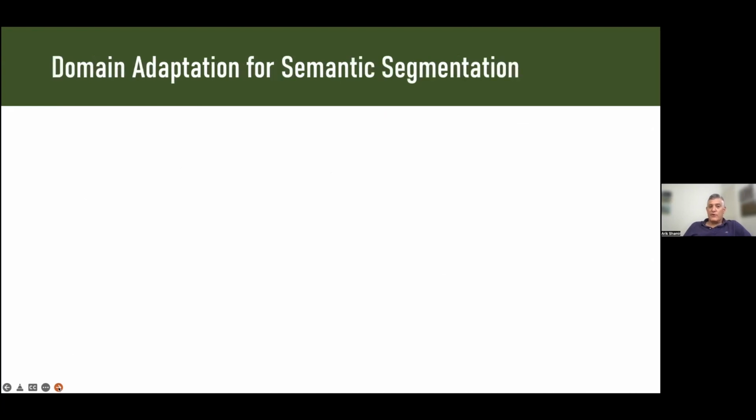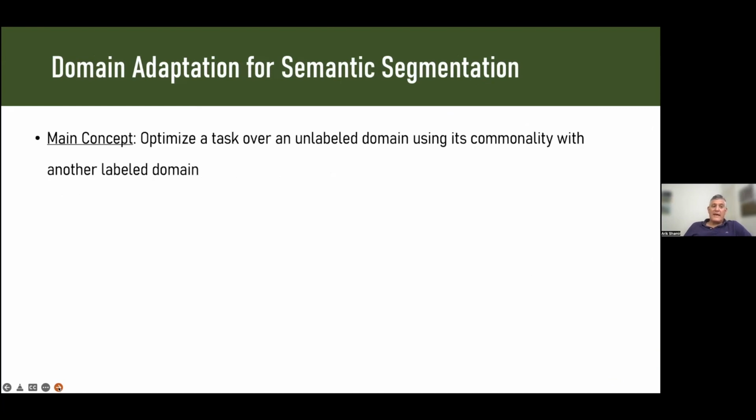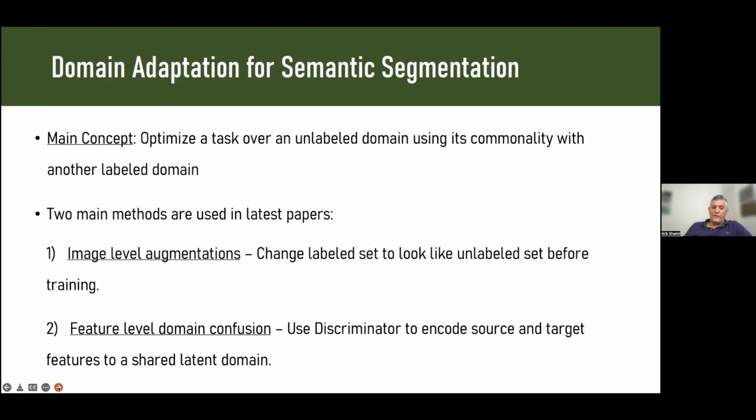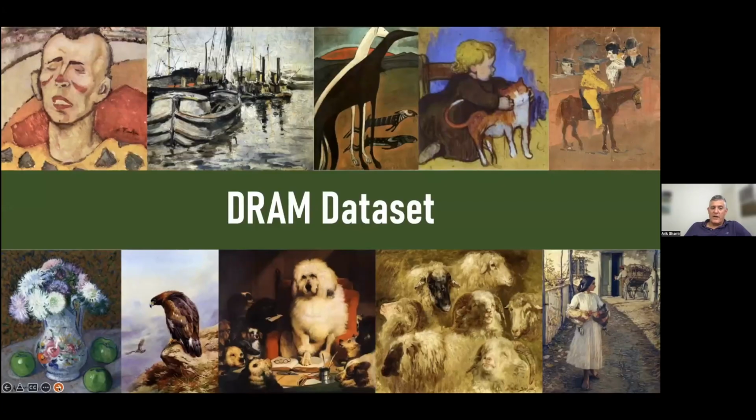The technique we were using, again because of the large domain gap, was domain adaptation. Previous work also used domain adaptation, mainly with two techniques. One of them is called image-level augmentation, where you take some labeled data, for example segmentation data of photographs, and try to change it to look more like the specific domain that you're looking at. The second was what we call feature-level domain confusion. I'll describe both of those, which we used on a data set that we created called the DRAM data set, which stands for Diverse Realism in Art Movements.